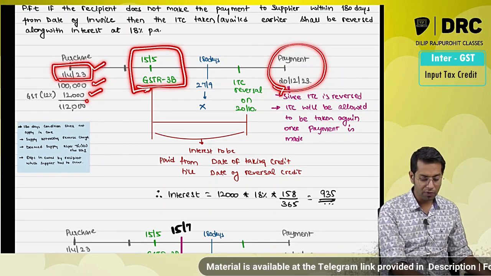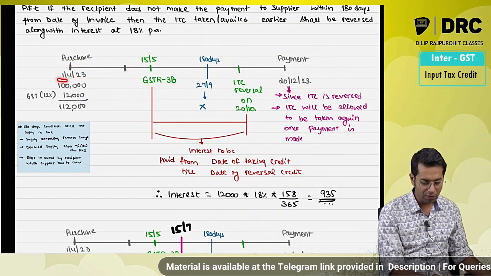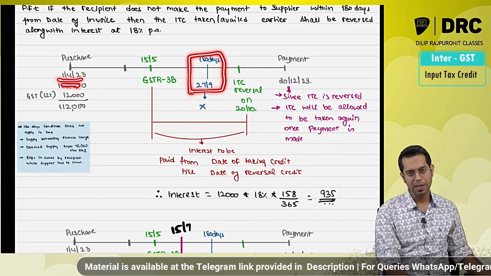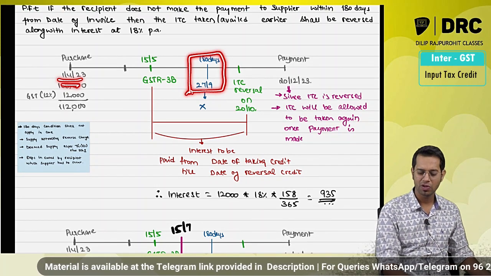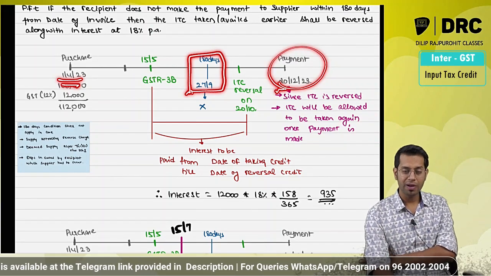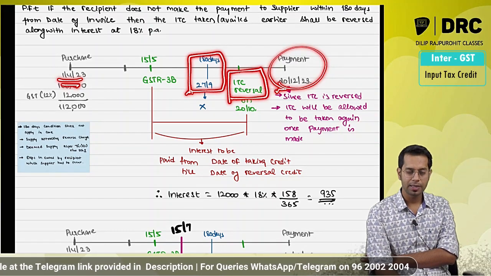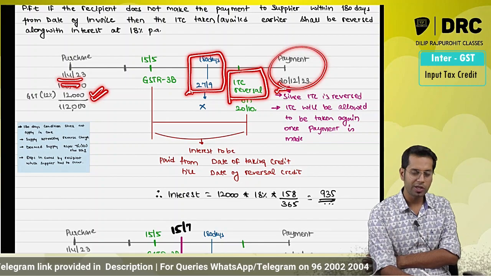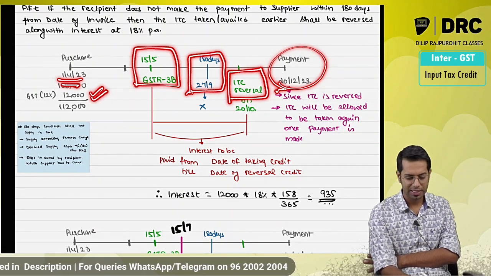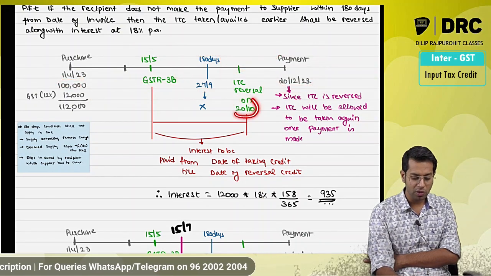Because I have not made the payment within 180 days, from the date of invoice I should compute 180 days. 180 days is over on 27th of September. I have not made the payment till 27th of September. When did I make the payment? On 20th of December. So what will I have to do? I will have to reverse the input tax credit on this particular invoice. 12,000 rupees ITC I took on 15th of May, I should reverse that input tax credit. On which date, sir, have I reversed that input tax credit?